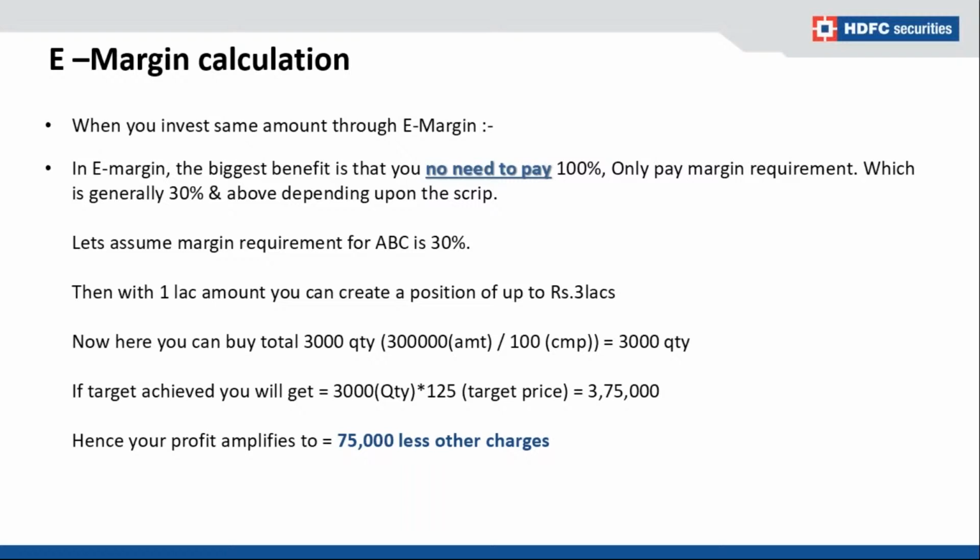That means you can buy up to 3000 quantity in the same amount, and when the target is achieved, you gain up to 75,000 rupees. When you put all your investment amount in the cash product, you gain only 25,000. But when you trade with e-margin, you can gain up to 75,000, and that is the beauty of this product. This is one of the finest products, and it is SEBI approved, so don't worry about it.